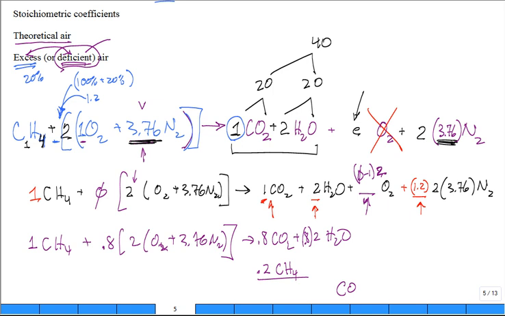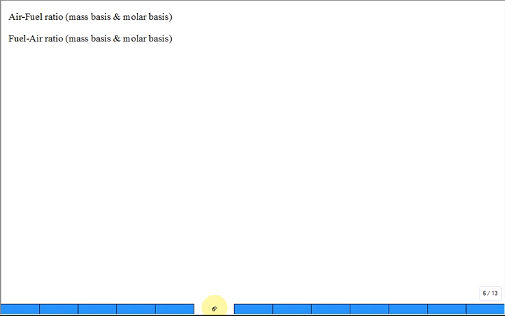All right. Now we have some metrics that we can talk about the performance of the system. One is the air-fuel ratio. It can be done on a mass basis or on a molar basis. So they use a symbol, air to fuel, AF. It's defined as the mass of air divided by the mass of fuel for that reaction equation. And then on a molar basis, A to F.